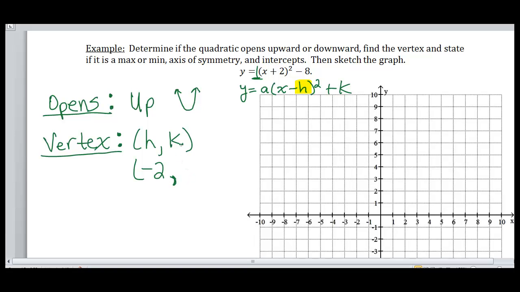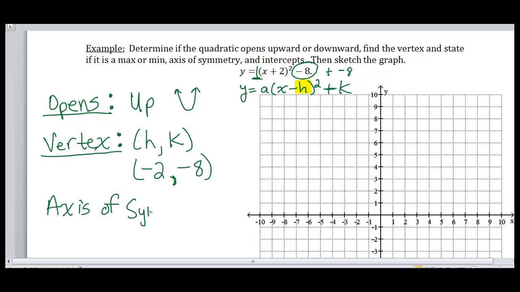And then the k is always whatever number is sitting out here, right? And so it's going to be a negative 8. So even though this says plus k, subtraction is the same thing as adding a negative, so it's like saying plus a negative 8. So this will always be whatever number you see added on the outside. Since that's a minus 8, it's still going to be a minus 8 here. All right, next we have our axis of symmetry.